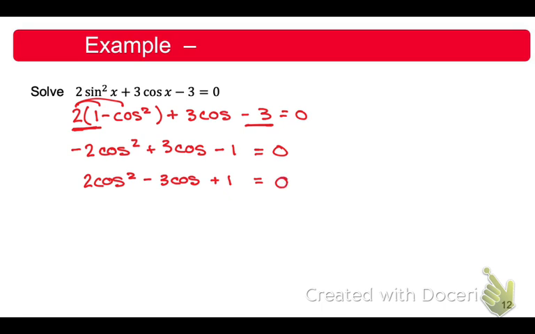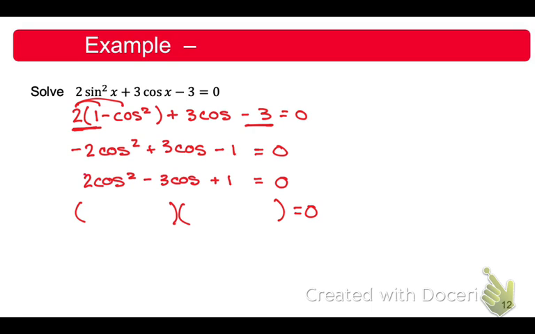Now, quadratic formula? Well, you have fun, but I can factor that. I've had students that like the quadratic formula because they don't want to think about factoring.